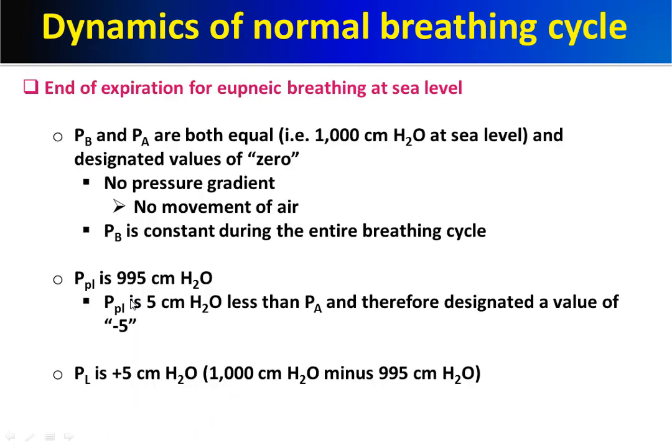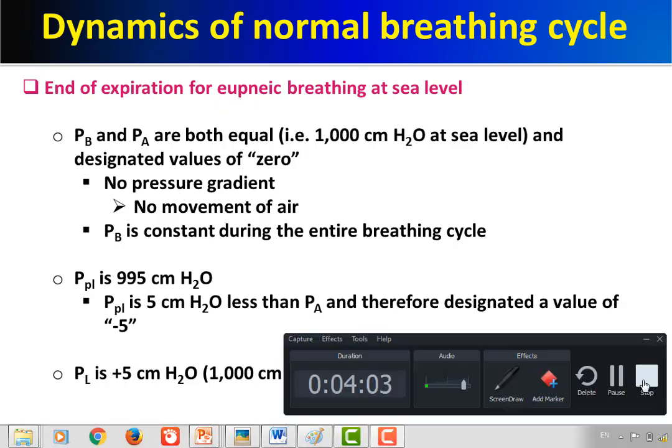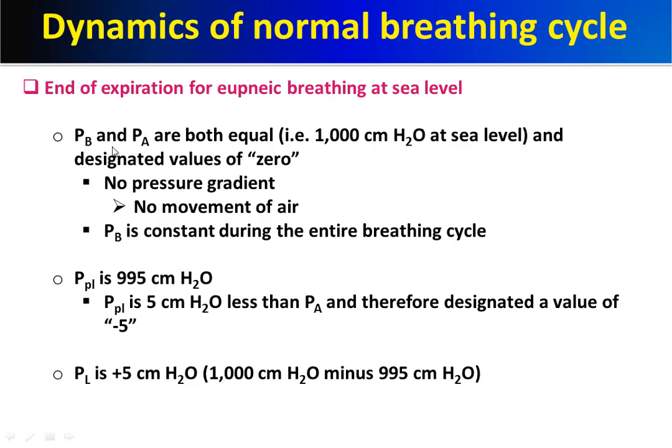So at the end of normal resting eupneic breathing at sea level, the barometric pressure and the alveolar pressure are both equal and equivalent to 760 millimeters of mercury or 1000 centimeters of water at sea level, and they are both designated values of zero. Remember, their values are not zero, we just call them zero.